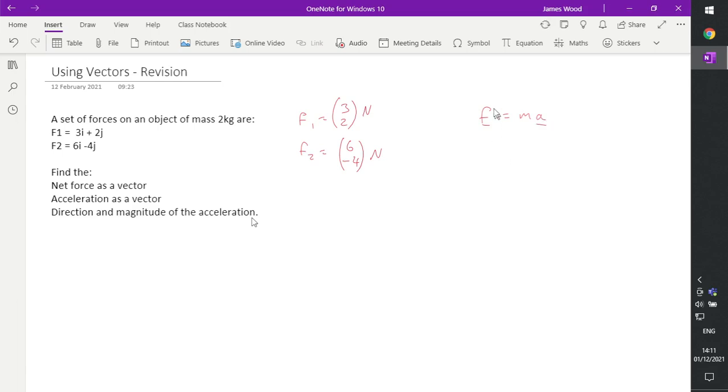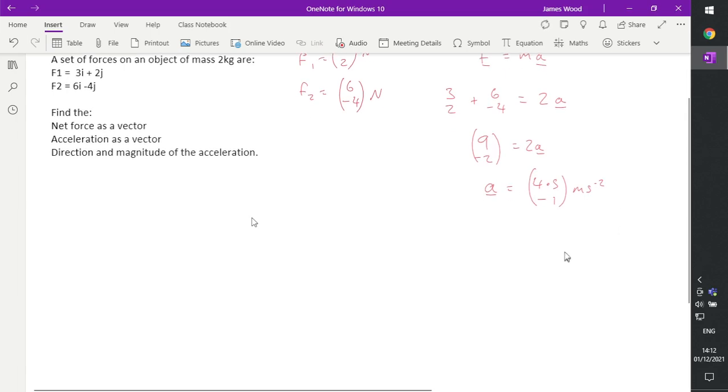So we can use F equals ma to help us, and we can just use our vectors in there. So the total force is going to be these two forces added together. So (3, 2) plus (6, -4) equals ma, so that's 2 times, I'll just leave it as a. So when I add these together, I'm going to get (9, -2) equals 2a, which then means the acceleration is going to be (4.5, -1). Okay, that's what the acceleration would be as a vector.